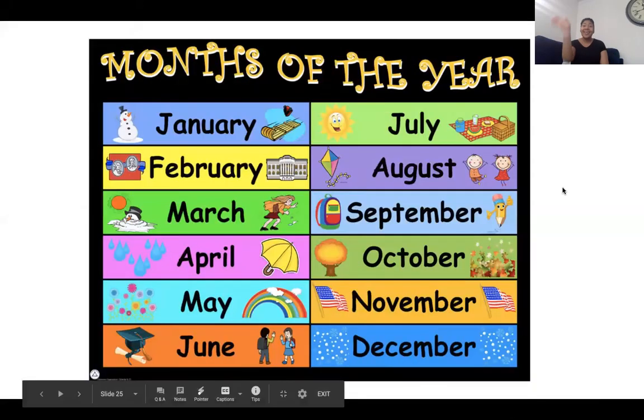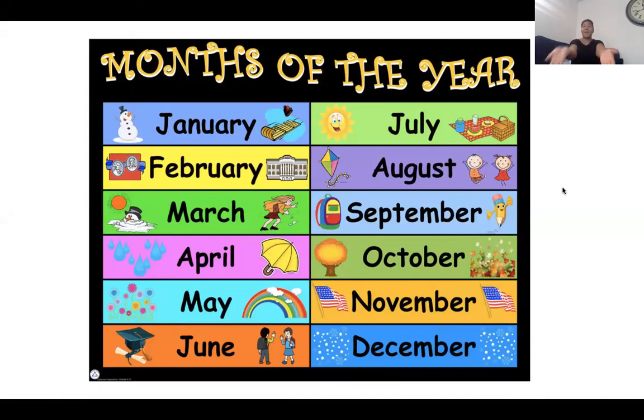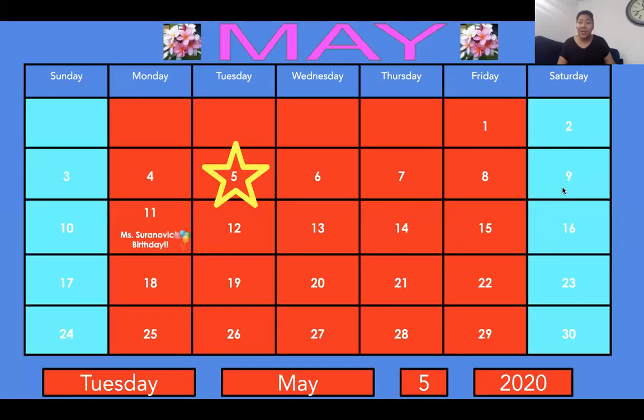Get ready. January, February, March, and April, May, June, July, and August, September, October, November, December. These are the months of the year. Cha, cha, cha. Days of the week, days of the week.